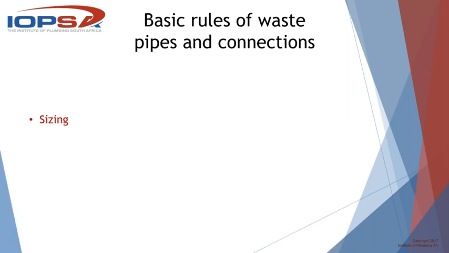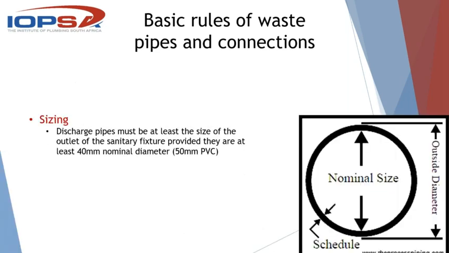Now, what about the other pipes? Well, what does it say? It says here, discharge pipes, and this is not talking about whether it's in a stack or not. This is any discharge pipes. Discharge pipes must be at least the size of the outlet of the sanitary fixture provided, and that in most cases is either 32 or 40 mil nominal, right? Provided that they are at least 40 mil nominal diameter.